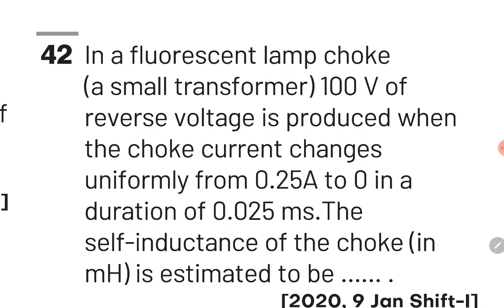Yes students, the next question of the chapter is, in a fluorescent lamp choke, 100 volts of reverse voltage is produced when the choke current changes uniformly from 0.25 amperes to 0 in a duration of 0.025 milliseconds. The self-inductance of the choke is estimated to be. Guys, in this question, we will use the formula of potential drop across an inductor. This formula is potential drop E will be equal to L di by dt. Guys, by using this equation, we can obtain the value of L, which is known as self-inductance. So let's observe this in the solution in the next slide.